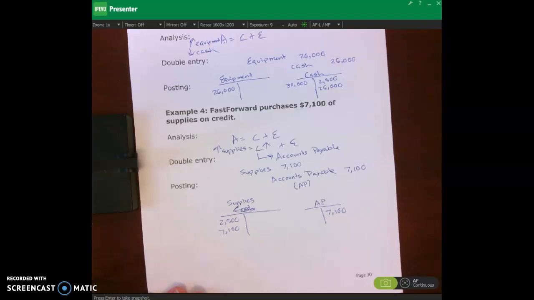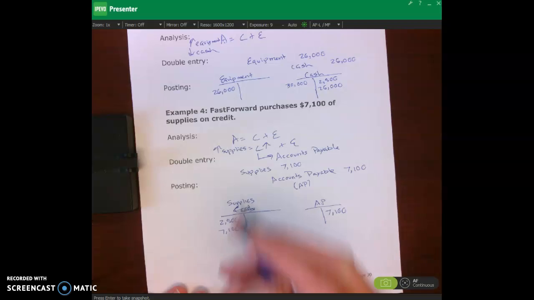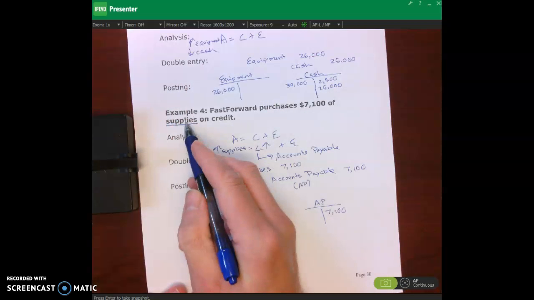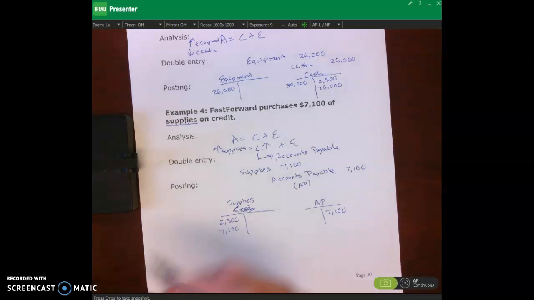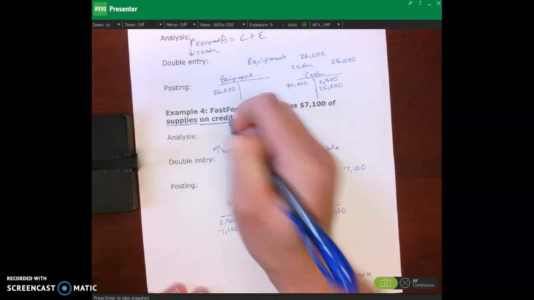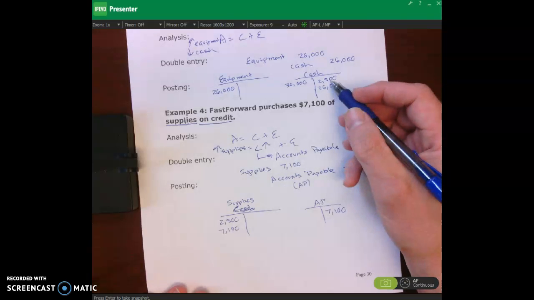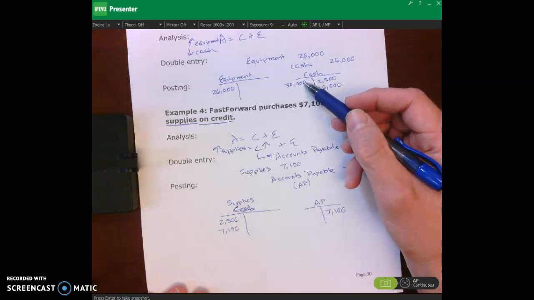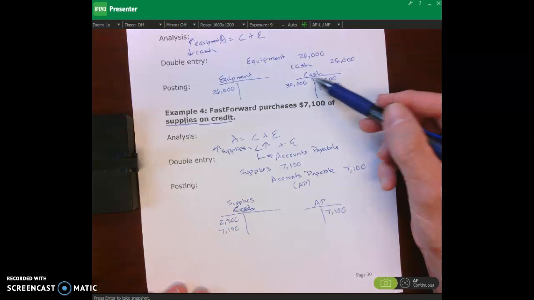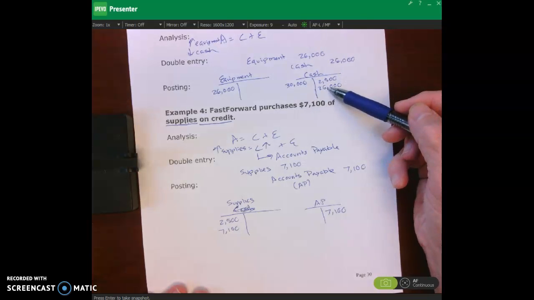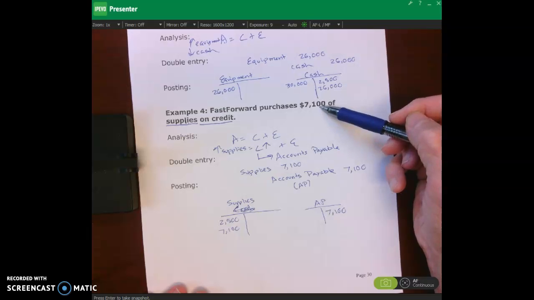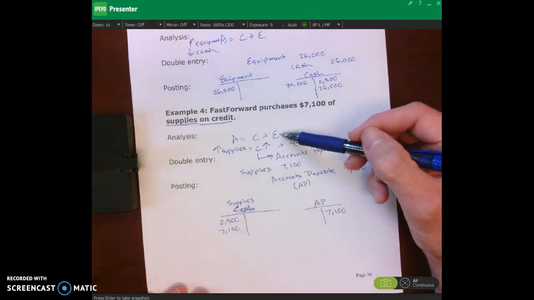Okay? Let's look at example 4. Fast forward purchases $7,100 worth of supplies on credit. So when this says supplies, we know right away this is an asset. When this says on credit, that means we're not paying for it now. We're going to pay for it later. So we put it on the credit card. Think of it that way. It's fine to think of it that way. Now, why do we have to put it on the credit card? Well, we don't have enough cash, right? We don't have $7,100 cash left over. It's $30,000 minus the $2,500 minus the $26,000. That's a lot less than $7,100. We don't have that much cash, so we have to put it on the credit card.